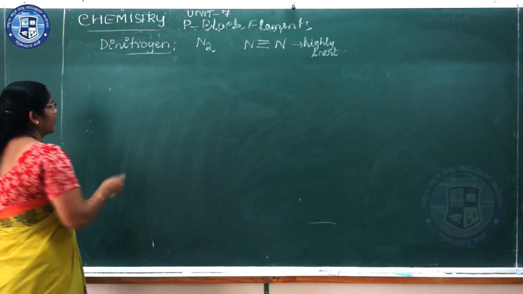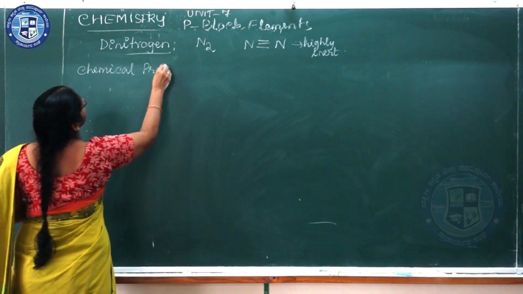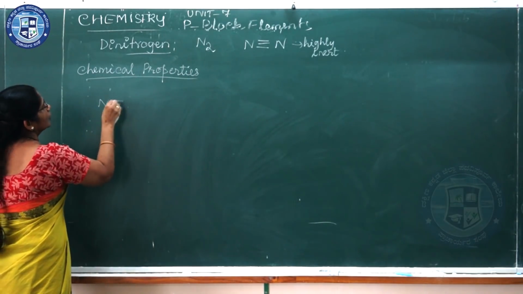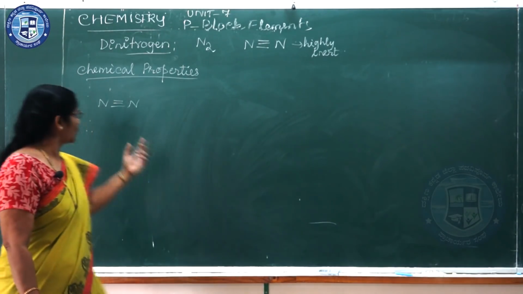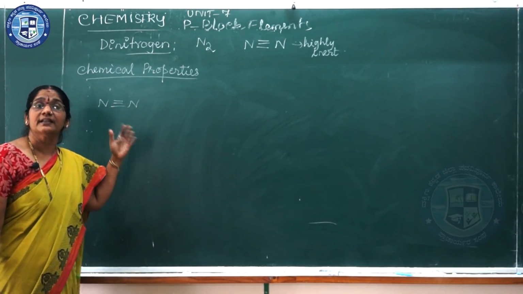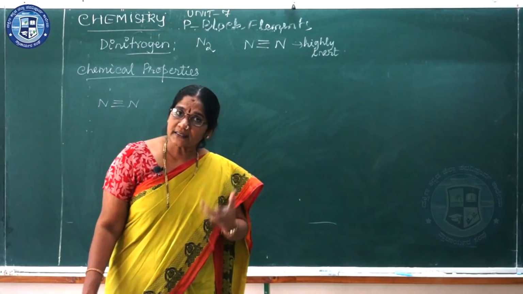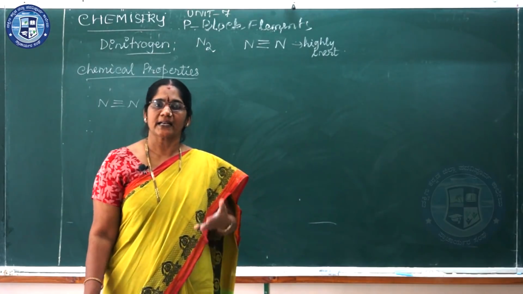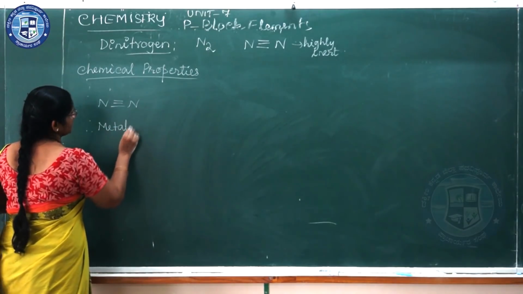Now we will see some of the chemical properties of nitrogen. Because of the stable structure, nitrogen is inert, stable, and does not react that easily. But if you supply heat and increase the temperature, then the bond gets weakened and nitrogen becomes active and starts reacting. So first we will see the reaction with the metals.